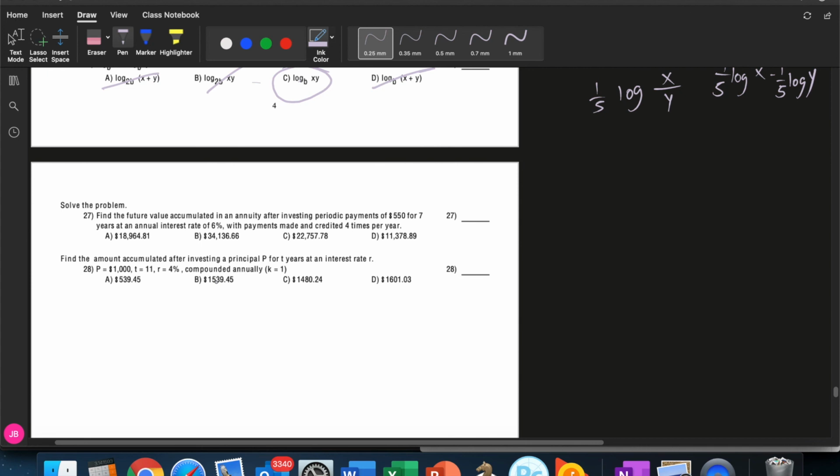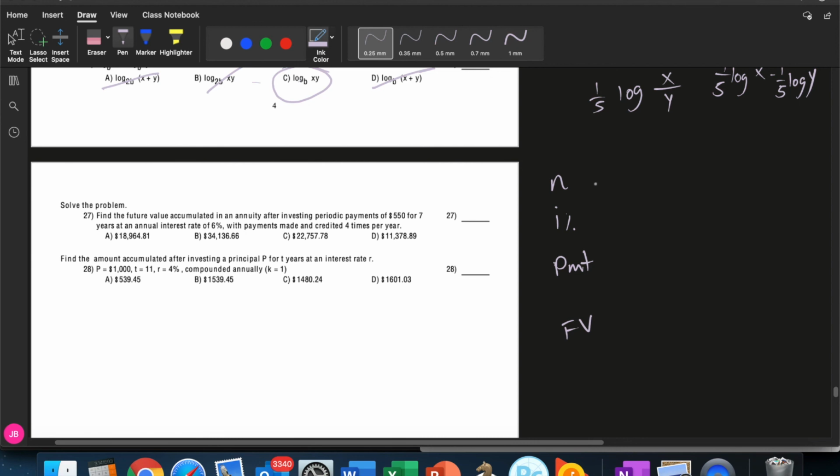All right, so now we're getting into financial calculator stuff. 27 and 28. It says find the future value accumulated in an annuity after investing periodic payments of $550 for 7 years at an annual interest rate of 6% with payments made and credited 4 times per year. Okay, so we're going to need to find a couple things. We're going to need to find our N, our I, which is our interest, our payments, and I think that's going to be it. And then future value is going to be the final thing that we find.